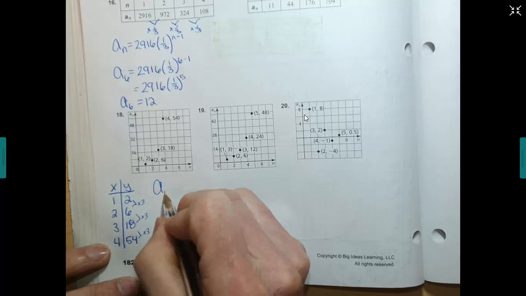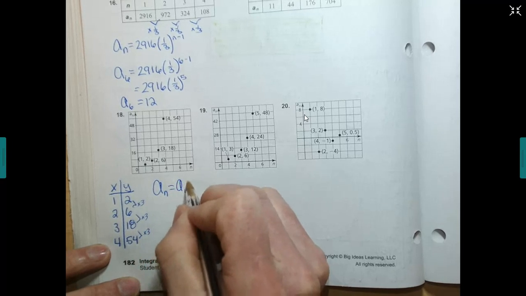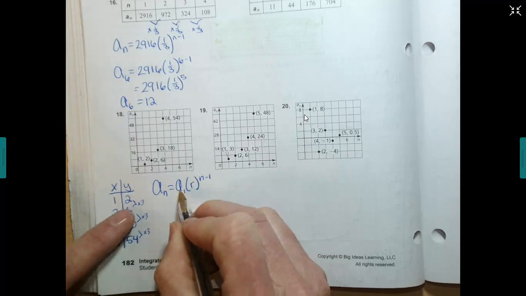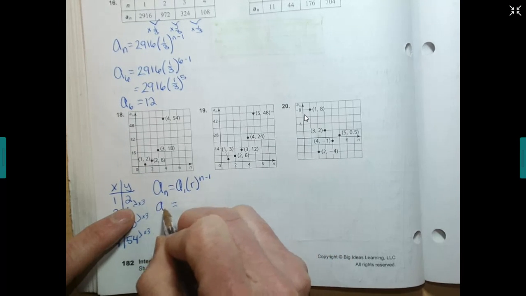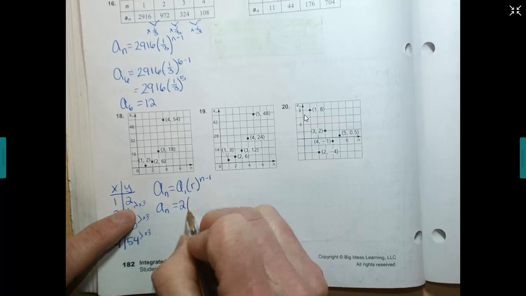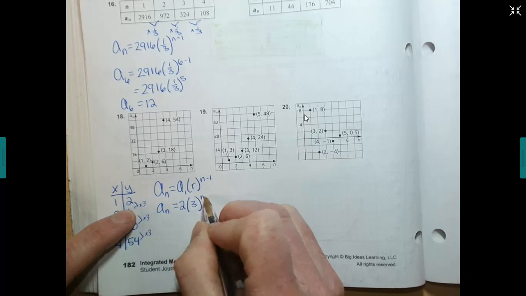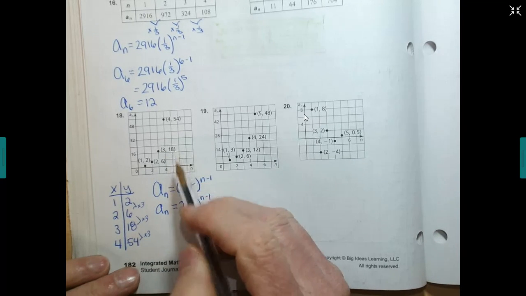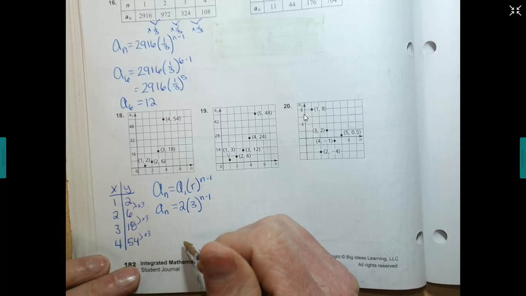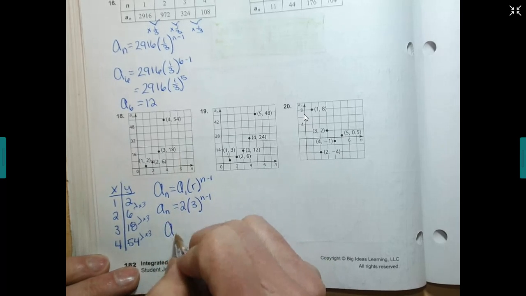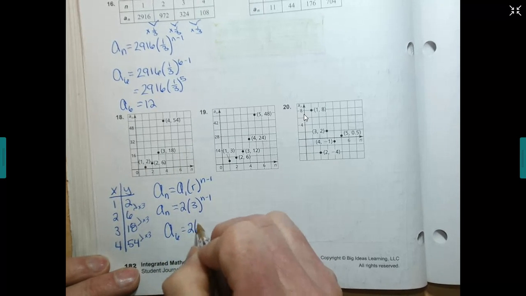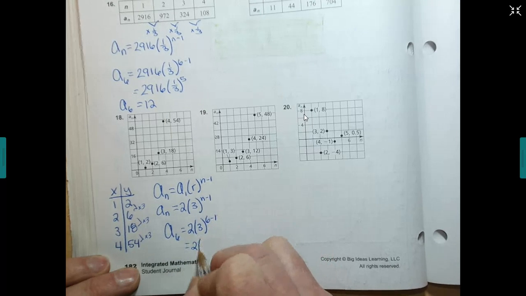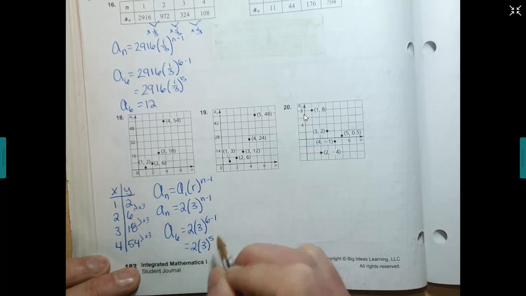So a to the n equals a to the 1 times r to the n minus 1. So our first number is 2, our ratio is 3, n minus 1. For this one, we're still looking for the 6th term, right? So a to the 6 equals 2 times 3 to the 6 minus 1. So 2 times 3 to the 5th power.